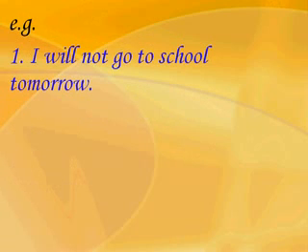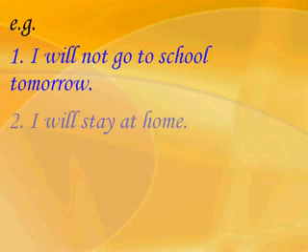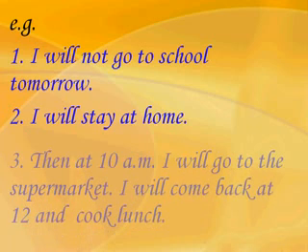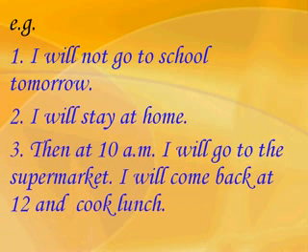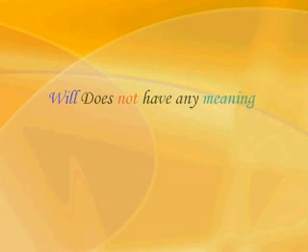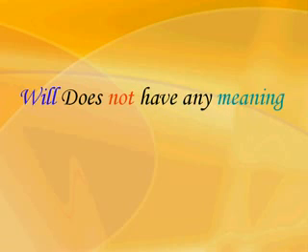Now we'll look at a few examples. I will not go to school tomorrow. When I say I will not go to school tomorrow, it expresses future. I will stay at home. Then at 10 a.m. I will go to the supermarket. I will come back at 12 and cook lunch. In all of these examples, you can see that I'm talking about tomorrow, what I will do tomorrow, and these actions are not happening right now. Will does not have any meaning of its own.